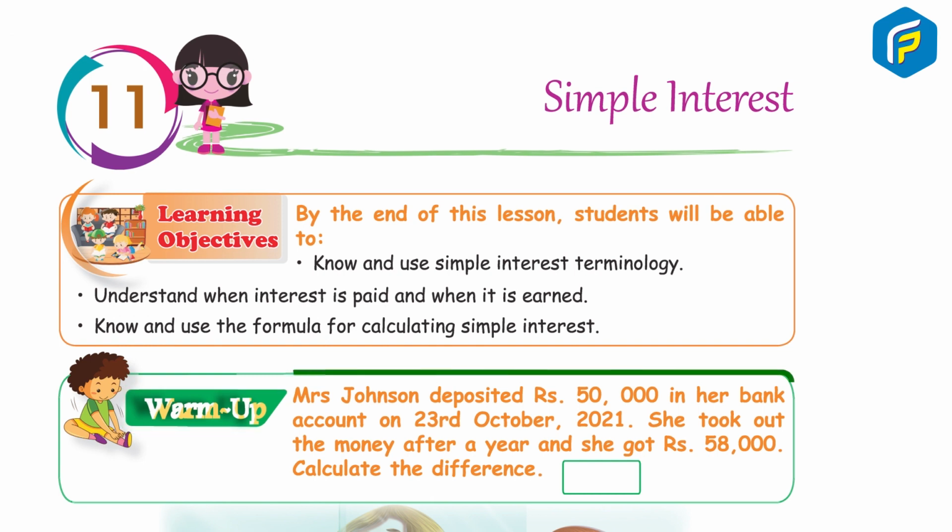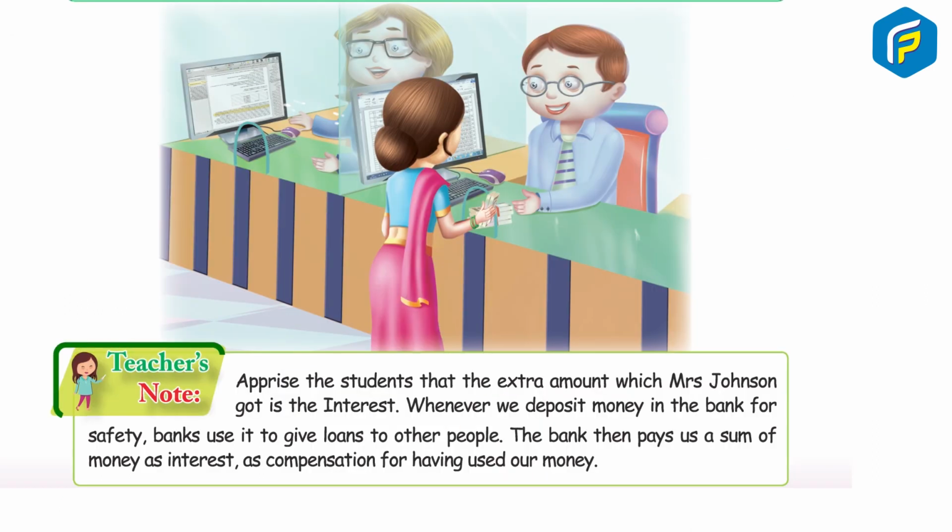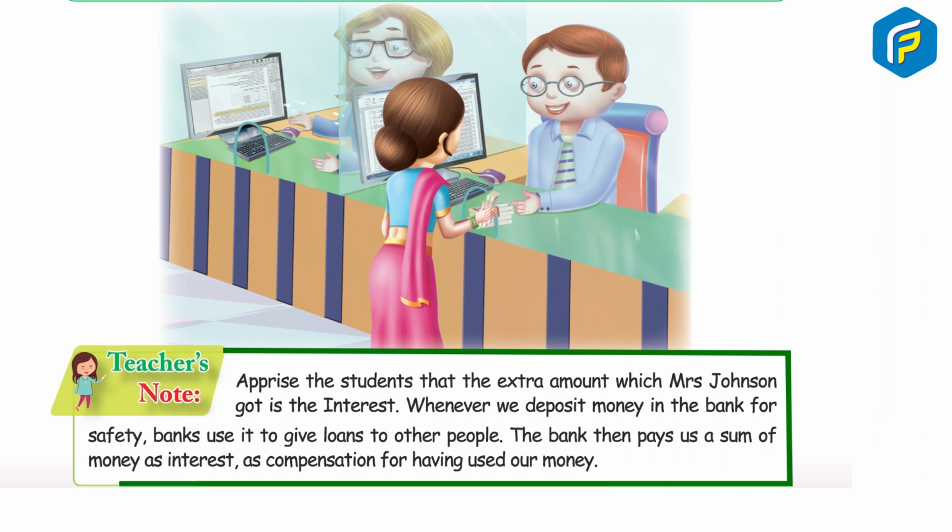Warm up. Mrs. Johnson deposited rupees 50,000 in her bank account on 23rd October 21. She took out the money after a year and she got rupees 58,000. Calculate the difference. Teacher's note: apprise the student that the extra amount which Mrs. Johnson got is interest. Whenever we deposit money in the bank for safety, banks use it to give loans to other people. The bank then pays us a sum of money as interest as compensation for having used our money.